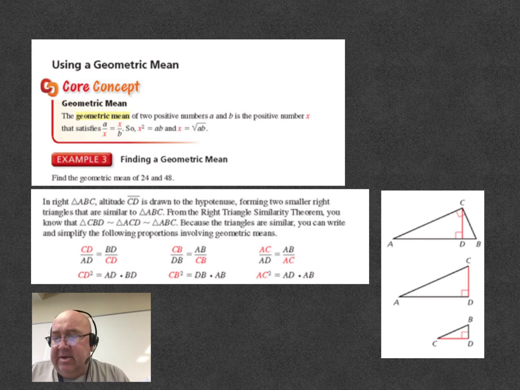Alright, so this is introducing a concept called the geometric mean, meaning that AC squared is going to be equal to AD times AB, and CD squared is going to be equal to AD times AB, and so forth.